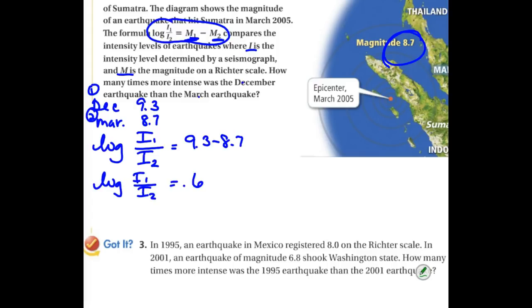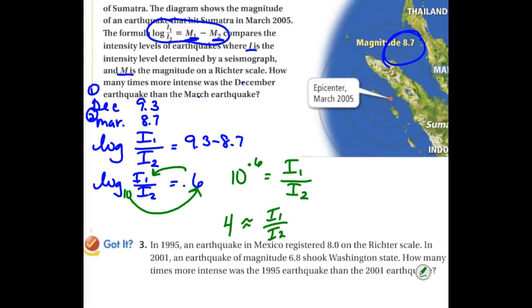Now we're going to rewrite it exponentially. I want you to picture there being a little 10 as the base, since we are using a common log. 10 to that power has to get us back to this. So we can write that as 10 to the 0.6 power is the comparison of their two intensities. All right, grab your calculators. 10 to the 0.6, we should end up with something around a 4. That means the December earthquake is 4 times bigger than the March earthquake.